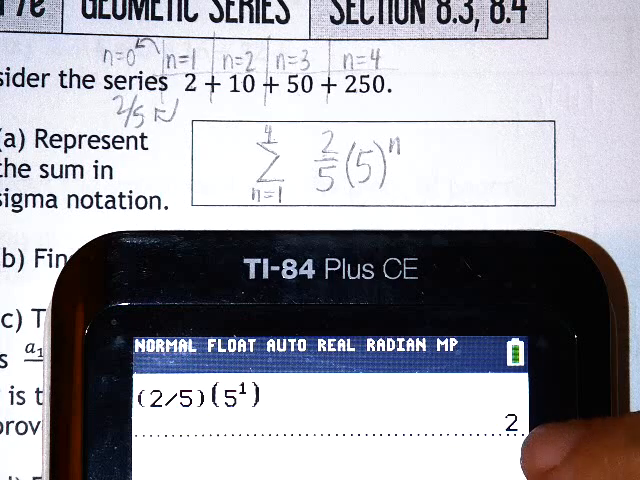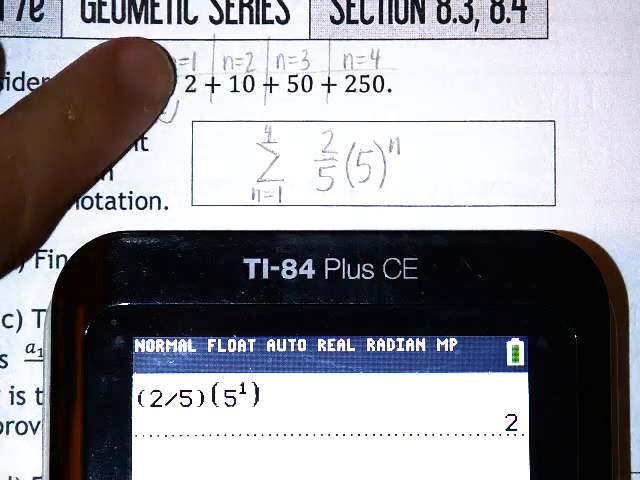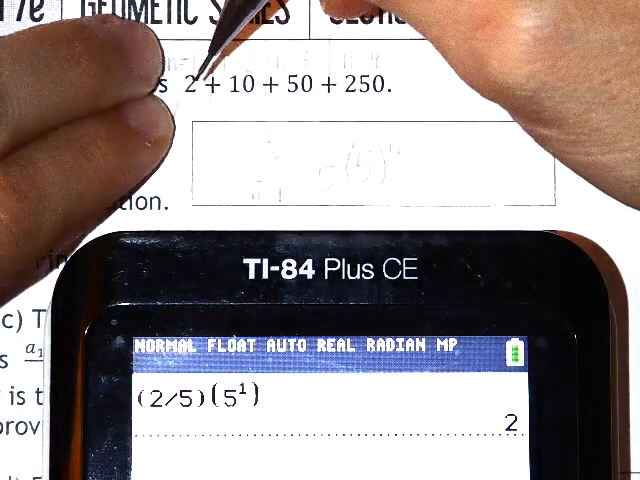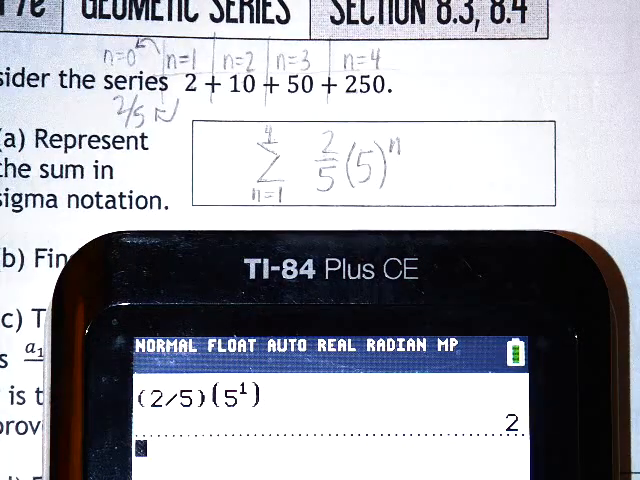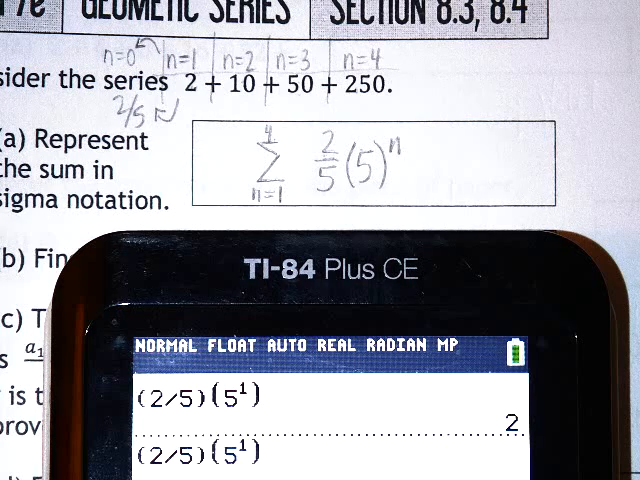And my calculator gives me 2. Yep, the first term is 2. So I know that sigma is kick-starting me in the right direction. Now you can check each individual term if you want to. So if I retype and do 5 to the power of 2, yep, there's 10.